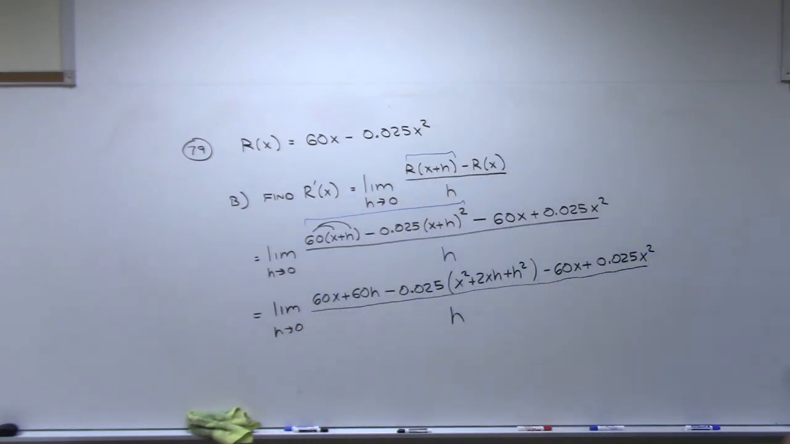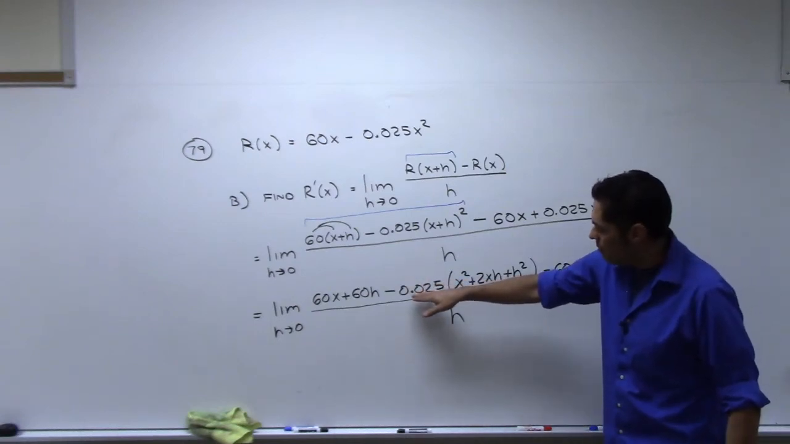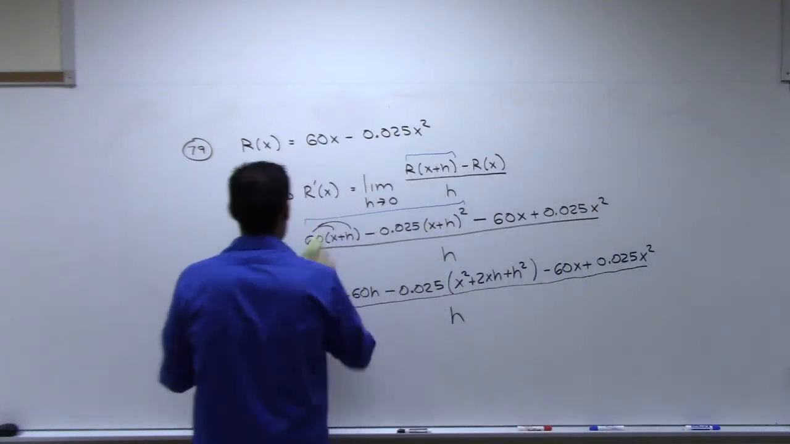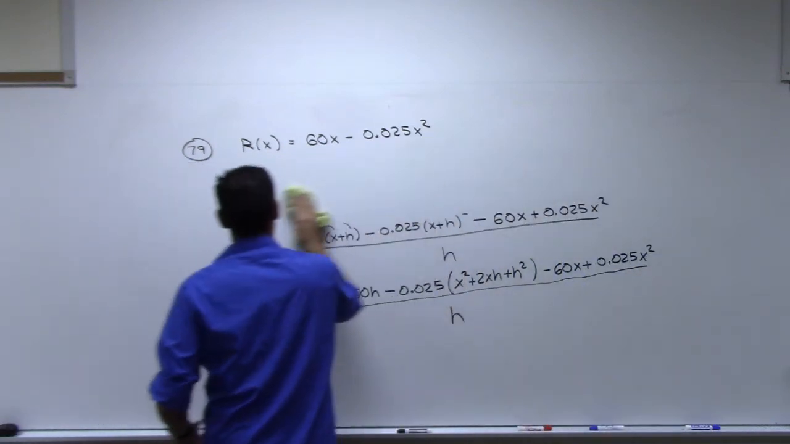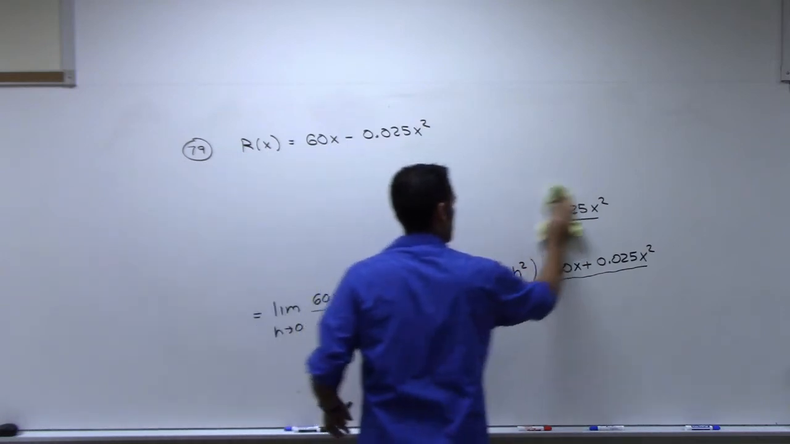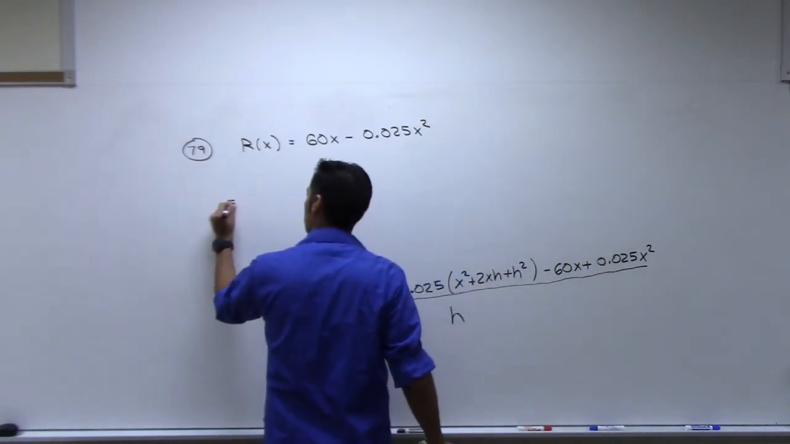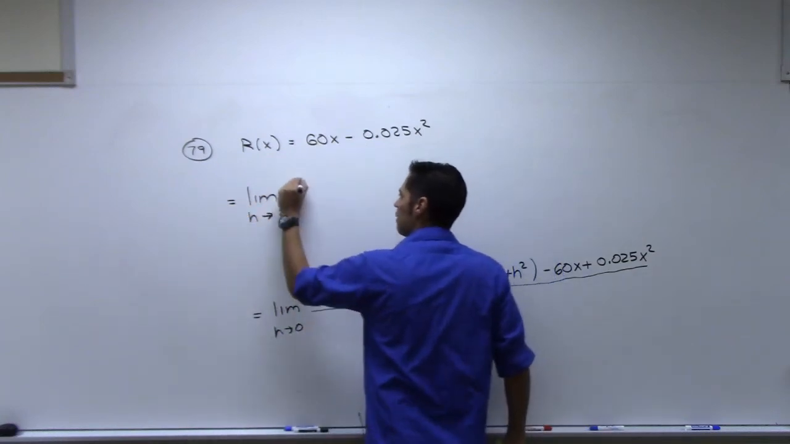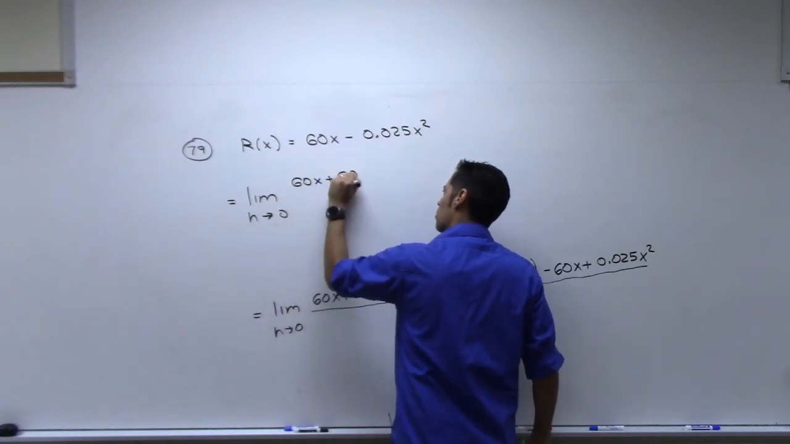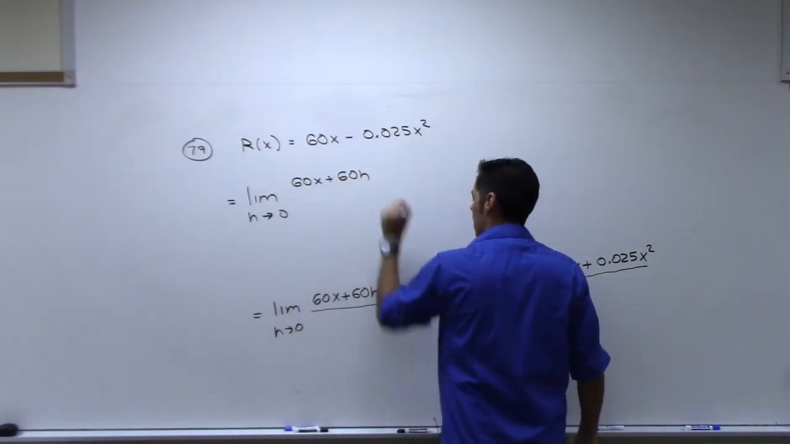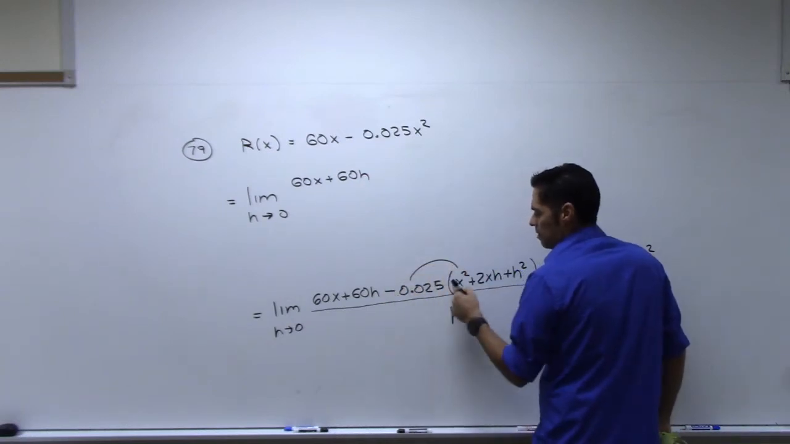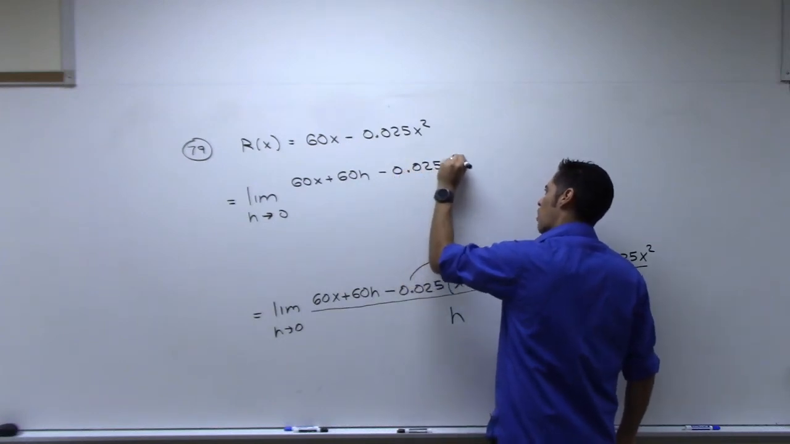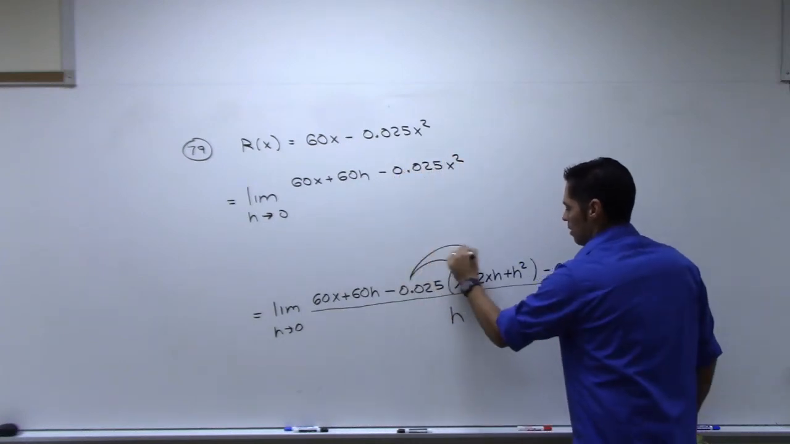Okay, nothing cancels yet. We still have to take this negative 0.025 through the parentheses. That's going to suck. Let's do it. Keep going. Don't give up. All right, this equals, still writing the limit. All right, 60x plus 60h, okay? Now, when I distribute this to here, I'm going to get a negative times a positive, so it's going to be negative 0.025x squared. And then we do this times this.